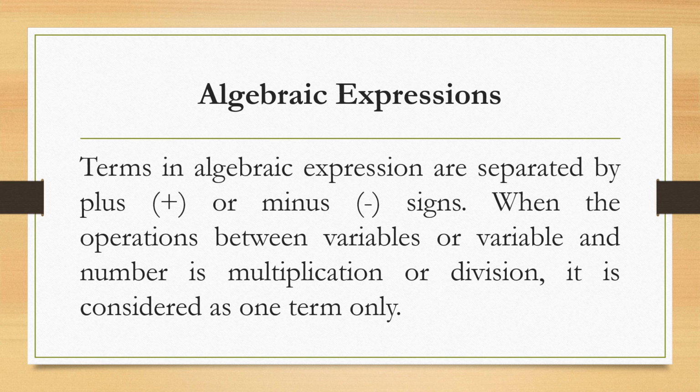Now, so we have here the terms in algebraic expressions. So these are separated by plus or minus signs. So when the operations between variables or variable and number is multiplication or division, it is considered as one term only. So ibig sabihin daw, malalaman natin kung ilan yung term ng isang algebraic expression based on the operations addition and subtraction. So hindi natin pwedeng isama sa bilang yung mga terms na kung saan ang operation niya ay multiplication and division. Ano ba yung ibig kong sabihin? Kanina pa natin binabanggit dito yung word na variable. So ano po ba yung sinasabi natin na variables or variable dito sa ating algebraic expression?